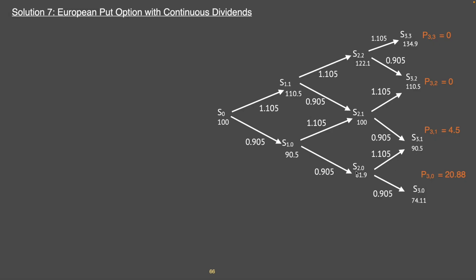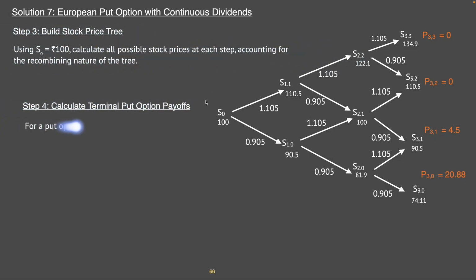Now this node S20 can either go up or go down. See, if it goes up, you will come to the same value as 90.5. But if it goes down, it comes to the value of 74.11. That is what we have built here.